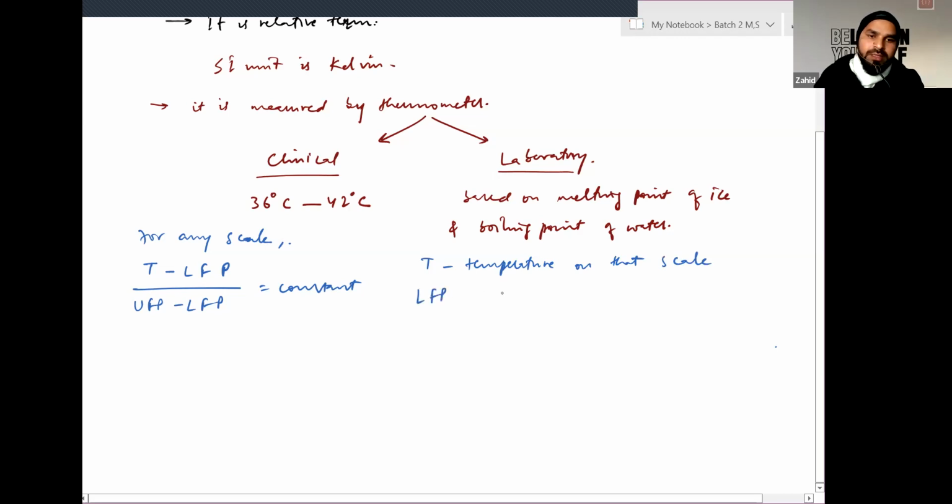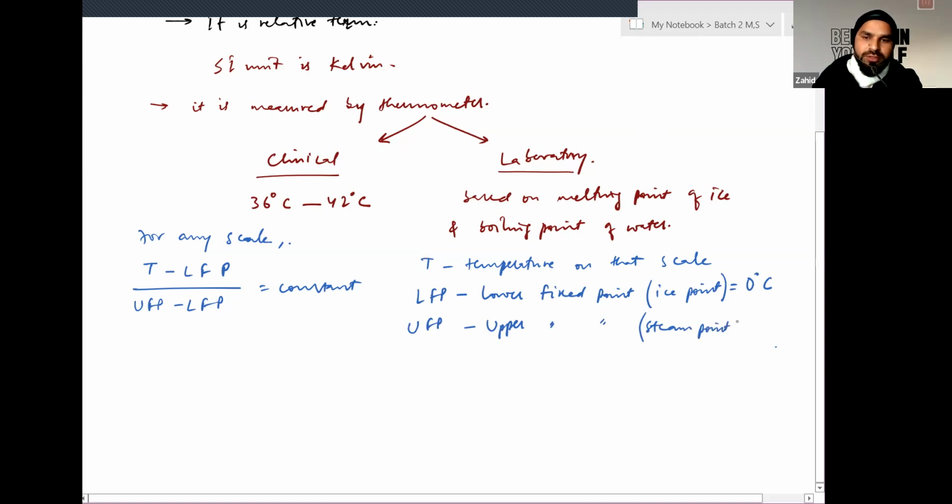LFP is lower fixed point, which is also called ice point or melting point of ice, which equals 0 degrees Celsius in terms of Celsius. Next is UFP, which is called upper fixed point, which is also called steam point or boiling point of water. So in terms of degrees Celsius, it will be 100 degrees Celsius. Rahaf, is it clear to this part?